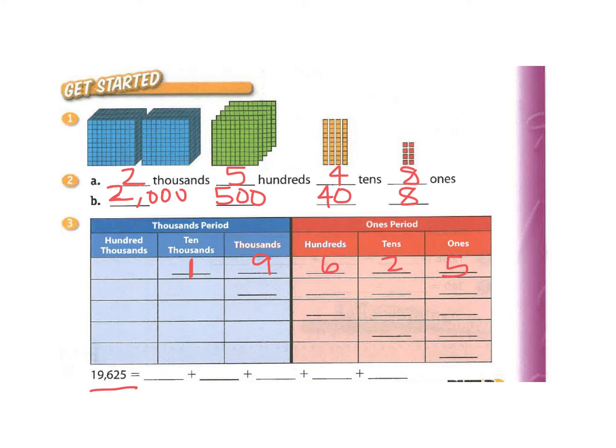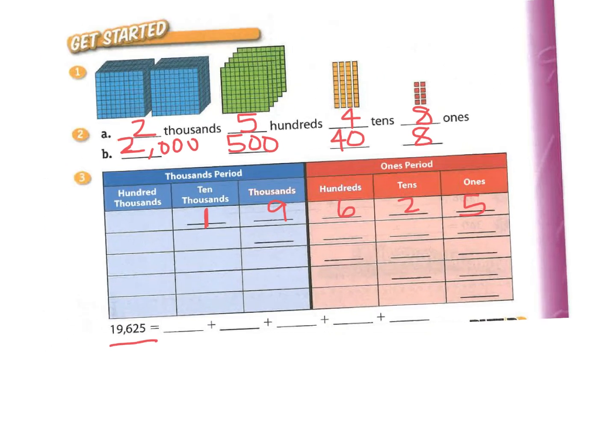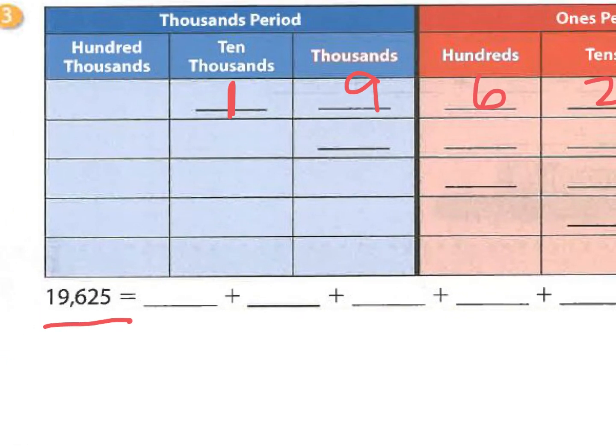So if we wrote this out in expanded form, I'll make it a little bigger so we can see a little better. We have 1 in the 10,000, so we have 10,000. We have 9 in the thousands, so that's 9,000. A 6 in the hundreds, a 2 in the tens, and then a 5 in the ones. So that's how you would write that out in expanded form. So make sure to get that on your paper.